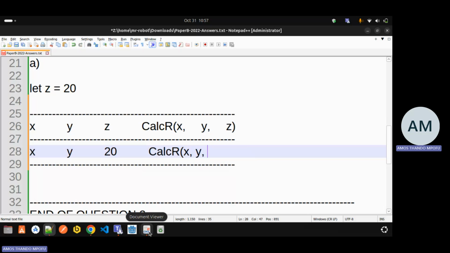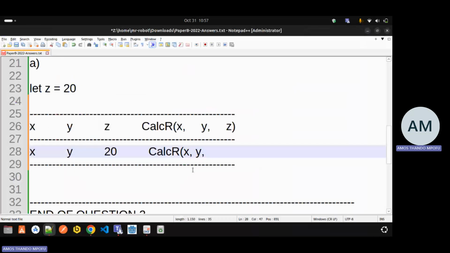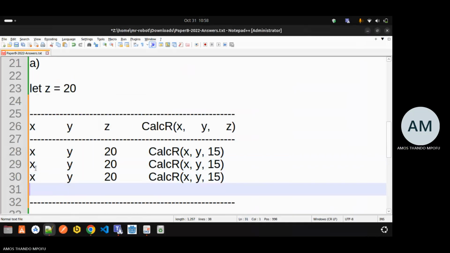Remember, Z is always subtracted by 5. So that means it's going to be the current value of Z, which is 20 minus 5, which will be 15, right? So this will be 15. And then I'm going to have X. And then I'm just going to repeat. I'm not going to waste time, just going to repeat this 4 times if I'm not mistaken.